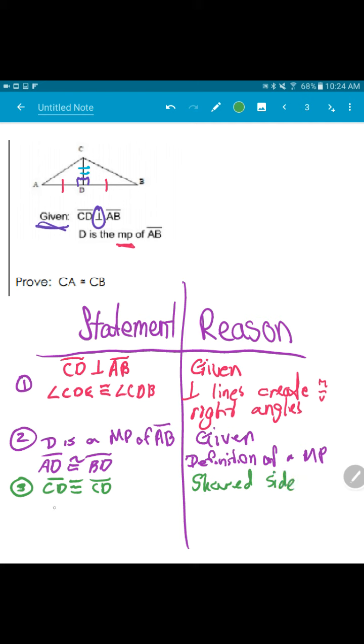Now I have enough to prove our 2 triangles are congruent. So I'm going to say that triangle ADC, I'm going to call it. Now remember, when you talk about triangles, the order is important. So we're going to call this triangle BDC so that our order matches up. And that's via side, angle, side.